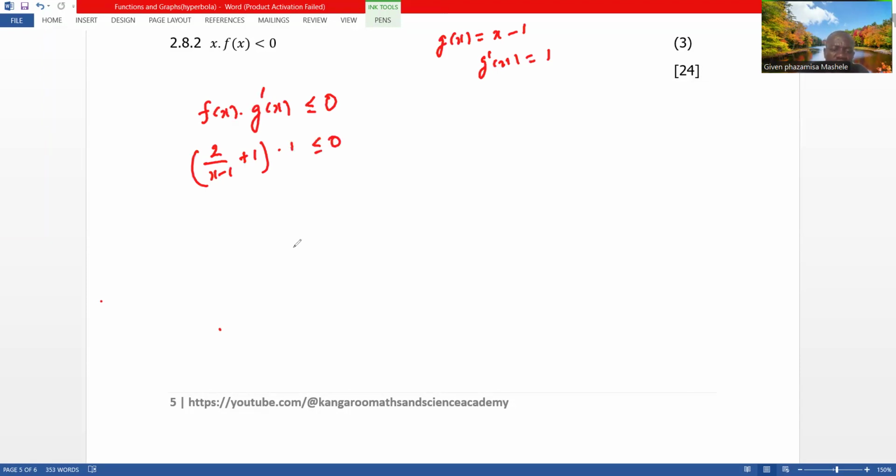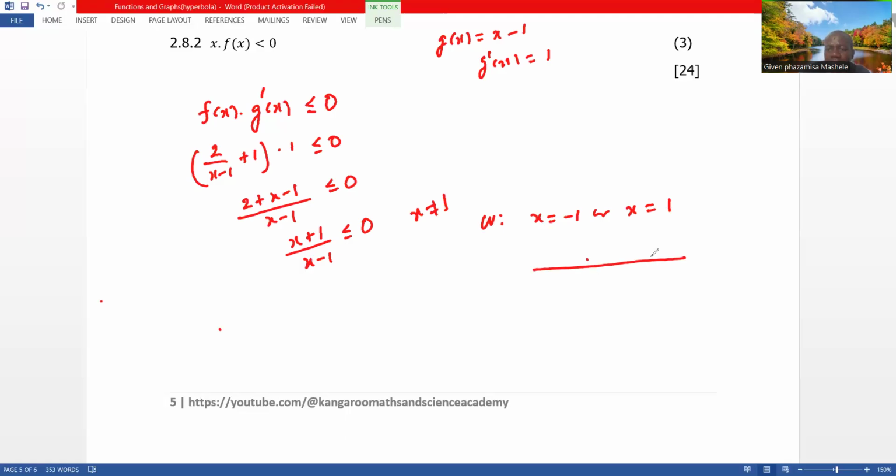So let's simplify this. This will be 2 plus x minus 1 all over x minus 1 is less than 0. So this becomes x plus 1 over x minus 1 is less than 0. But as a restriction, x must not be equals to 1. We restrict the denominator, but in terms of critical values, we write them. So it's x equals to minus 1 or x equals to 1. Which one comes first? It's a minus 1 followed by 1.